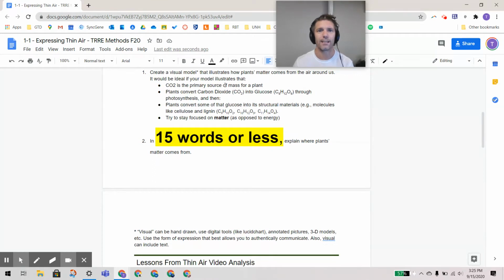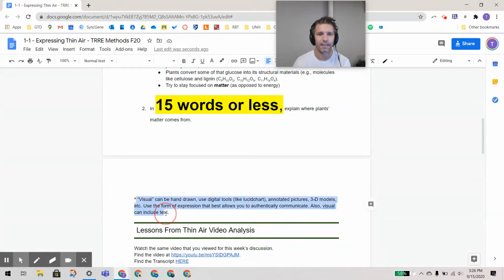And it would be ideal if the model illustrates that carbon dioxide is the primary source of mass for a plant. It includes that plants convert carbon dioxide into glucose through photosynthesis, and then that plants convert some of that glucose into its structural materials like cellulose and lignin, chemical formulas for which are here, but it's not about the formulas, it's just to show that there's C, H, and O. And please try to stay focused on the matter side of things and we're not focusing on the energy side of photosynthesis right now. So that's the first, to create a visual model.